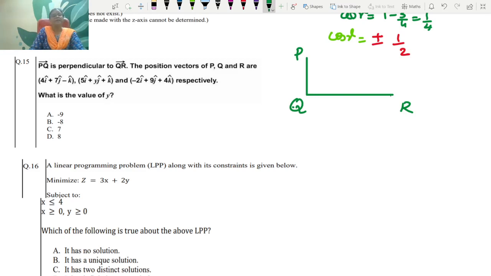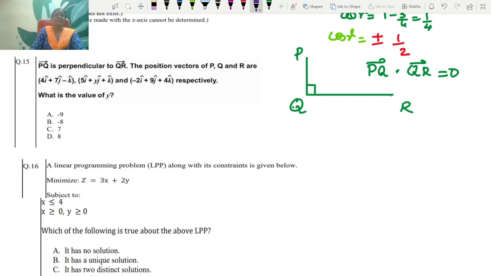What is the value of y? A similar question based on it. So what is the condition that we'll use? PQ is perpendicular to QR. PQ perpendicular to QR means they are perpendicular, so PQ dot QR will be 0. So again go in for the value of PQ. What will PQ be? You can take PQ or QR, it doesn't make any difference.